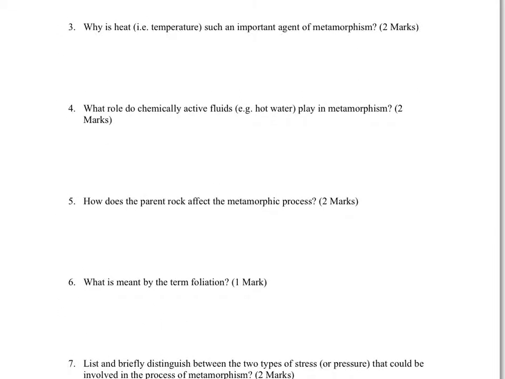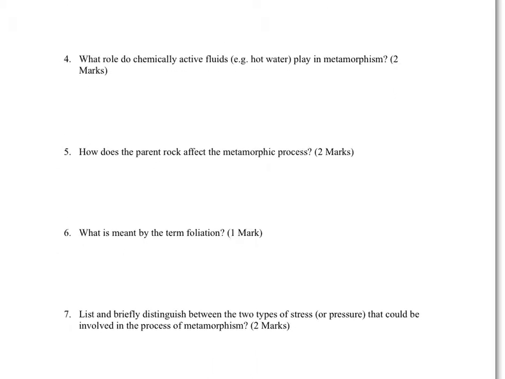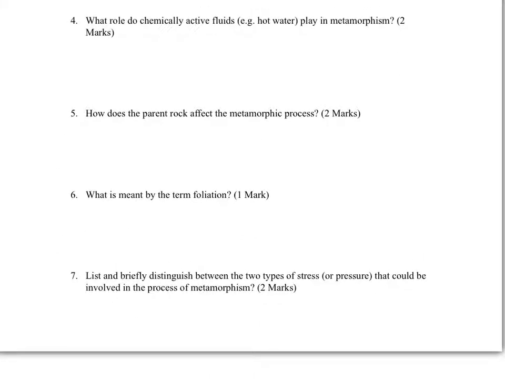What is meant by the term foliation? Well, foliation is just simply a type of texture that metamorphic rocks can have. We like to think of foliated being like banding. The minerals are essentially just in a line with each other.